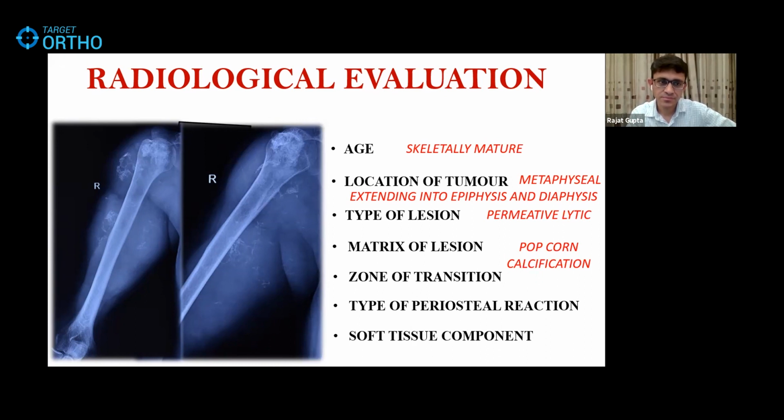It is, sir, a wide zone of transition. Obviously, we can't make out where the normal bone ends and the abnormal bone begins. Is a periosteal reaction seen? Yes, sir, a periosteal reaction can be seen. There's a Codman triangle probably. These are all chondroid, popcorn calcifications. Okay.